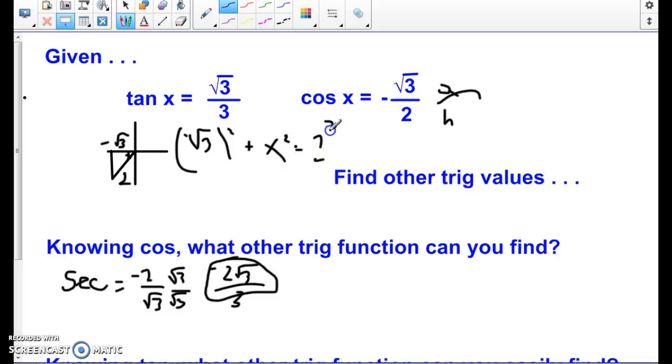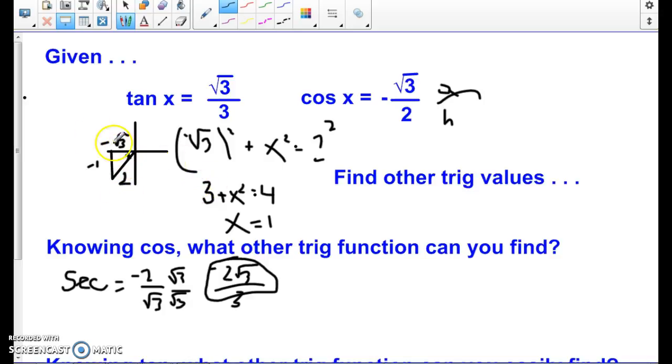This is where I'm going to run into problems with this video. It's hard to write. I'll get better, I promise. So negative root 3 squared is actually 3, plus x squared equals 2 squared, which is 4. So x squared equals 1, therefore x equals 1. So I know this is 1. I need to look at that quadrant. That's the third quadrant. This is a negative y value, so it's a negative 1.